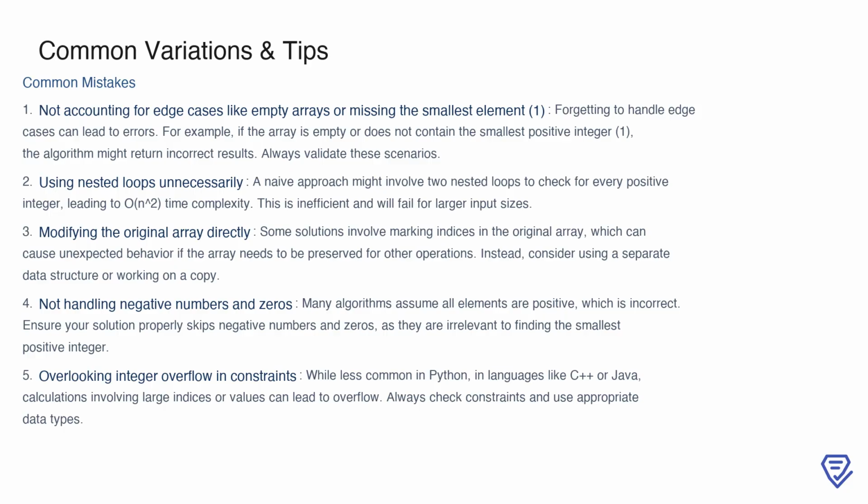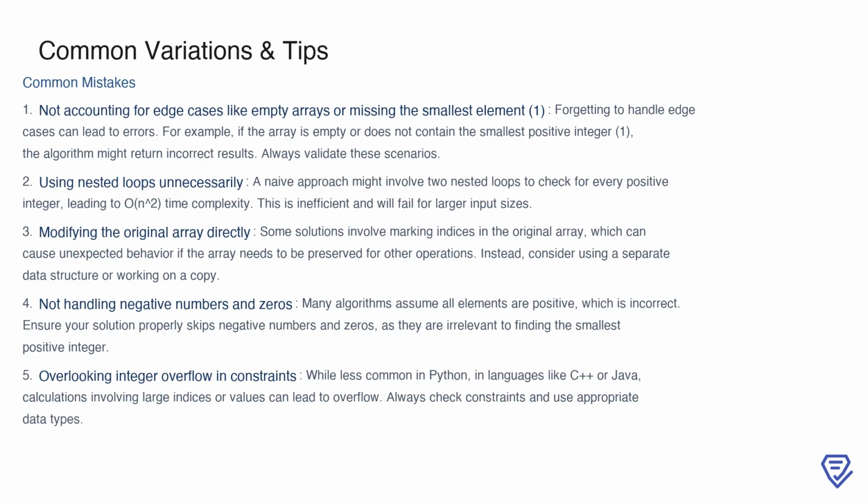Another frequent pitfall is using nested loops unnecessarily, which results in an inefficient O(n squared) time complexity. This approach may work for small inputs, but it will fail to scale for larger arrays. Additionally, directly modifying the original array can introduce unexpected behavior, especially if the array needs to remain intact for other operations. Instead, consider using a copy of the array or a separate data structure.